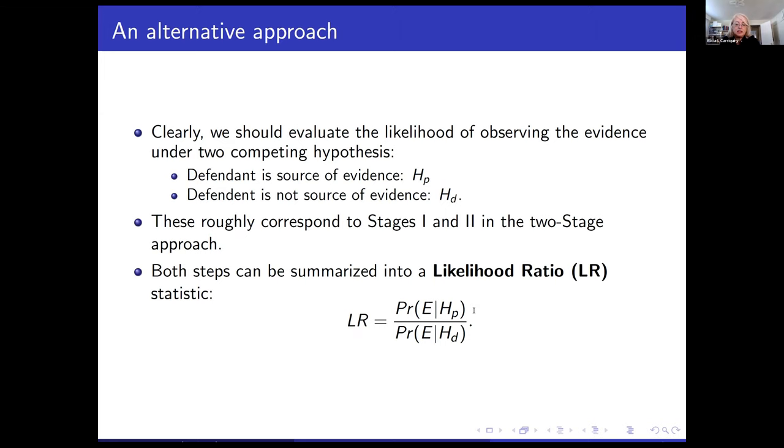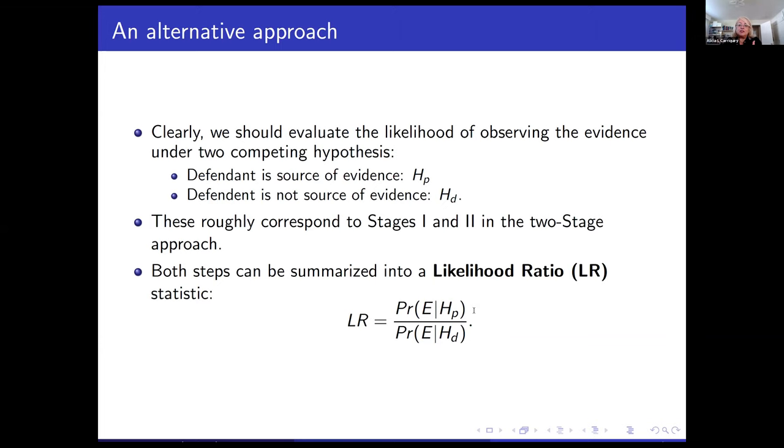All right, so what's an alternative? Well, here's an alternative. I have evidence, and what I really need to look at is evaluating the likelihood of that evidence. So how likely would I be to observe the evidence under the two competing hypotheses? Hypothesis one is that the defendant is the source of the evidence. That's what we might call the prosecution's hypothesis. And hypothesis two is that the defendant is not the source of the evidence, and that would be the defense's hypothesis. And so these two hypotheses roughly correspond to stage one and stage two in the two-stage approach.